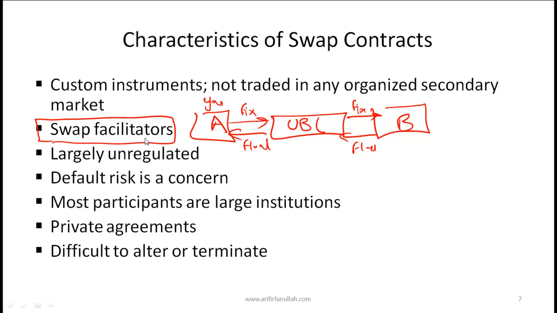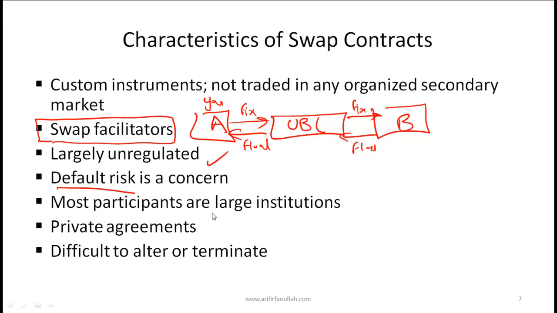The larger point is that swap contracts are not traded on an exchange. They are private contracts between various large entities, and the party that facilitates swaps is called a swap facilitator. This is mostly an unregulated market. Obviously, default risk or credit risk is a concern. Since we don't have an exchange or a clearinghouse in the middle, any party that needs to make a payment can possibly default.